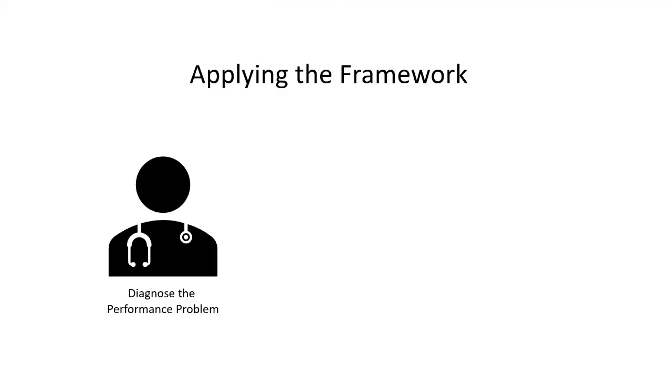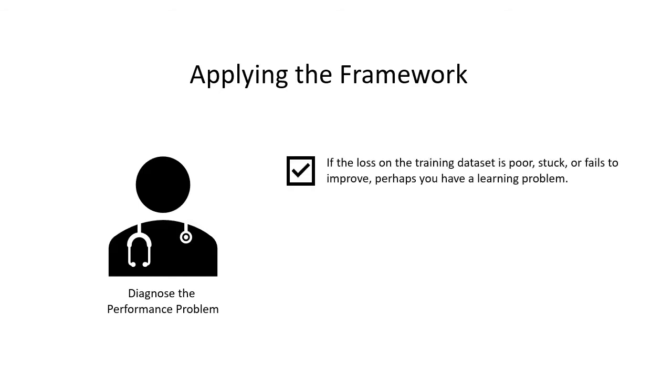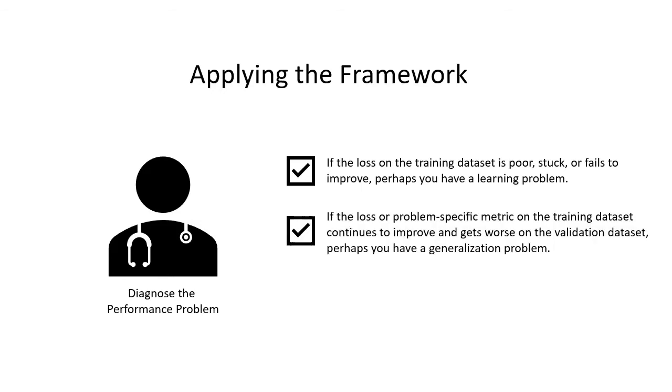So step one, you're going to need to diagnose the performance problem. The first step is using this framework to diagnose the performance problem that you're having with the model. A robust diagnostic tool is to calculate each learning curve of the loss and a problem-specific metric, like RMSE for regression or accuracy for classification, on a training and validation dataset over a given number of training epochs. Here are a few things to look for. If the loss of the training dataset is poor, stuck, or it fails to improve, perhaps you have a learning problem. If the loss or problem metric on the training dataset continues to improve and gets worse on the validation dataset, perhaps you have a generalization problem.